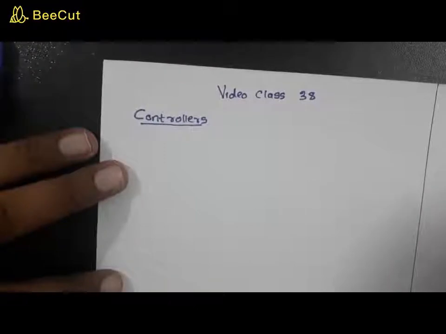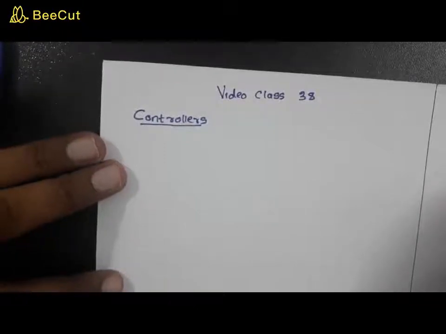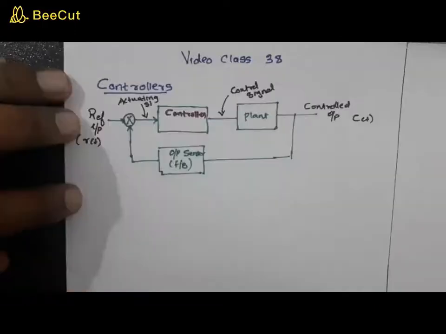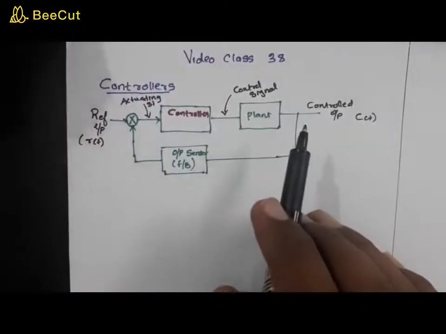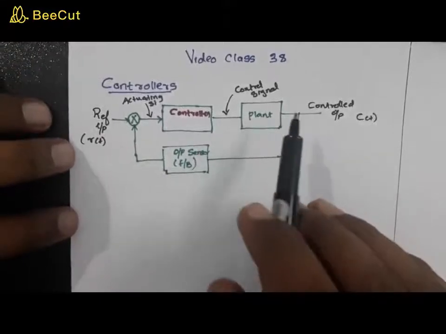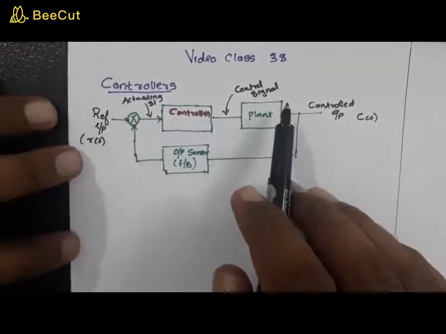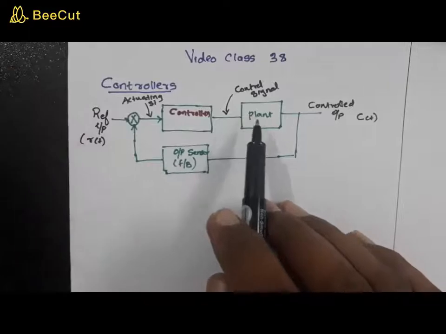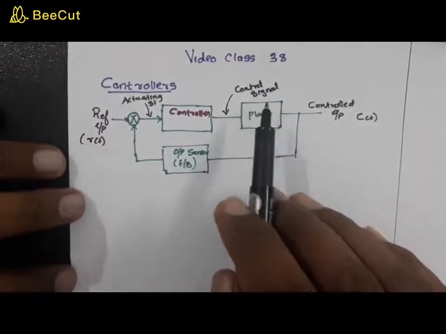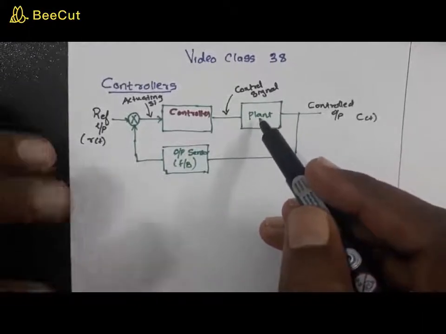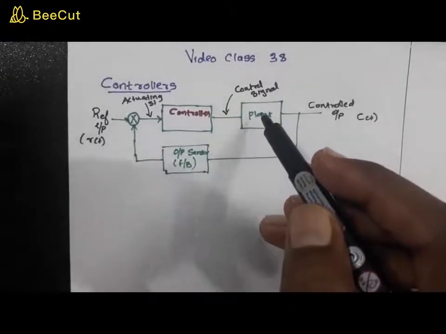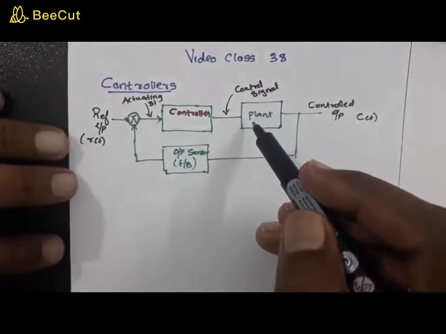So for that, let me start with the basic block diagram of a feedback or a closed loop control system. Here is a block diagram for you. This is much familiar for you right now. By a control system, we refer to a plant, it can be a process which is to be controlled. I'm calling that by a block called plant. And inside the plant, you have a lot of processes which are to be controlled.